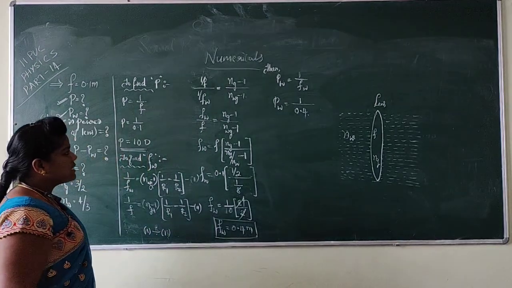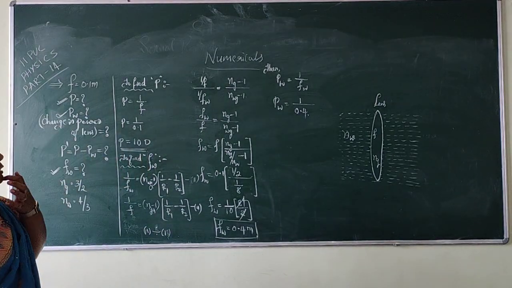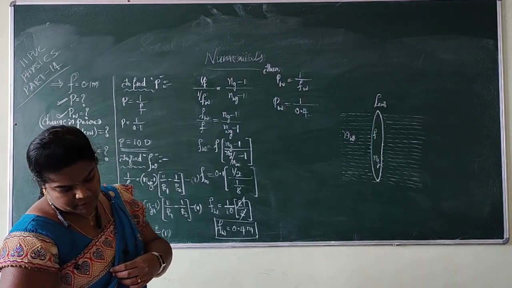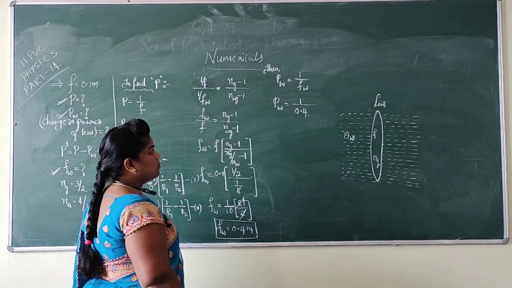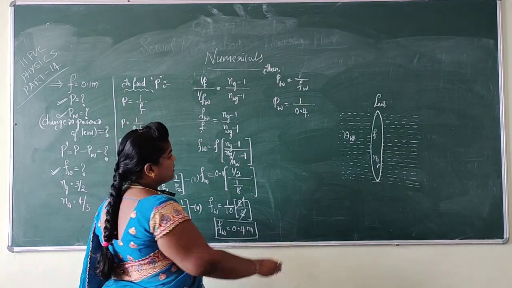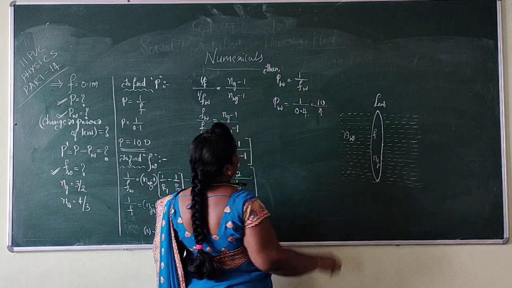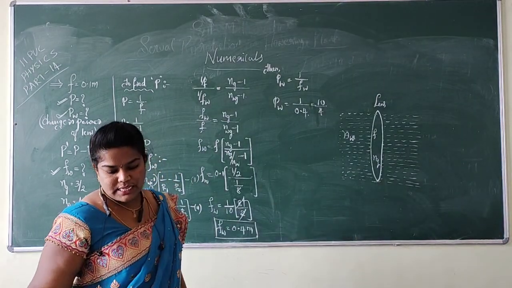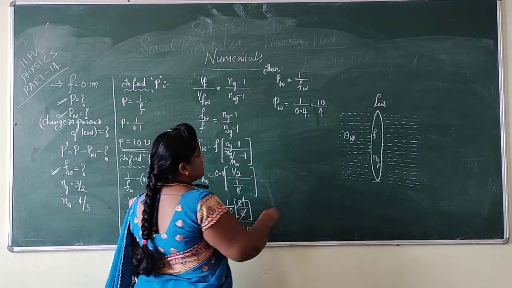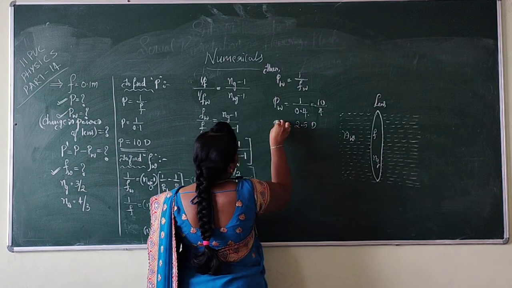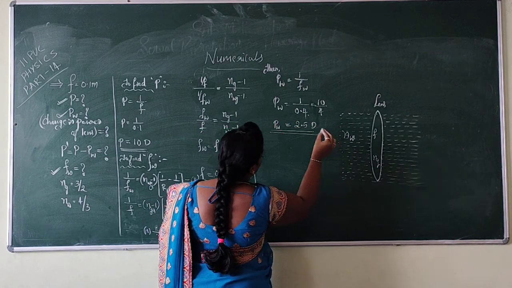Right, 1 by 0.4. Simply we can solve it, my dear students. Take your calculator, divide 1 by 0.4, otherwise 10 by 4. You can write it as 10 divided by 4. How much will you get? Obviously you will get 2.5 diopter. PW is equal to 2.5 diopter.